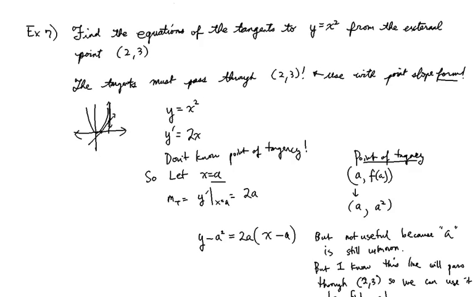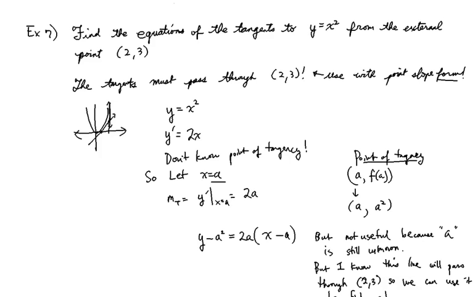Okay, last example, example 7. Now this one's pretty tricky, okay? This one's a little bit tricky, so you're going to have to think. So feel free to pause this video and just think through what this solution might be, all right? Find the equations of the tangents to y equals x squared from the external point (2, 3).